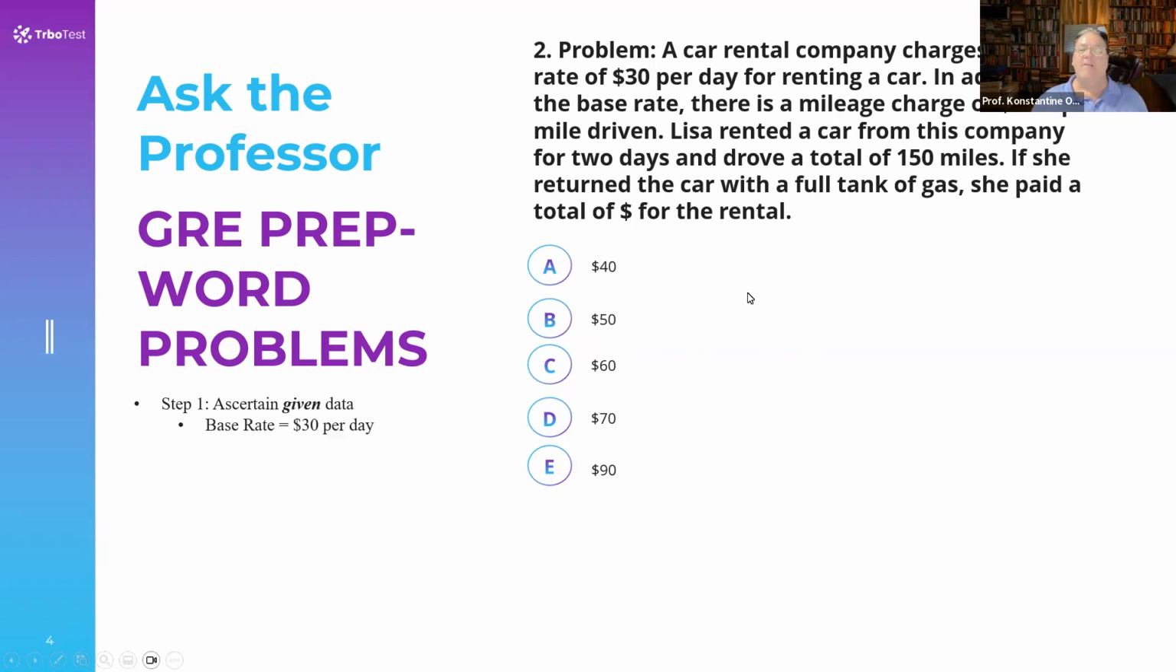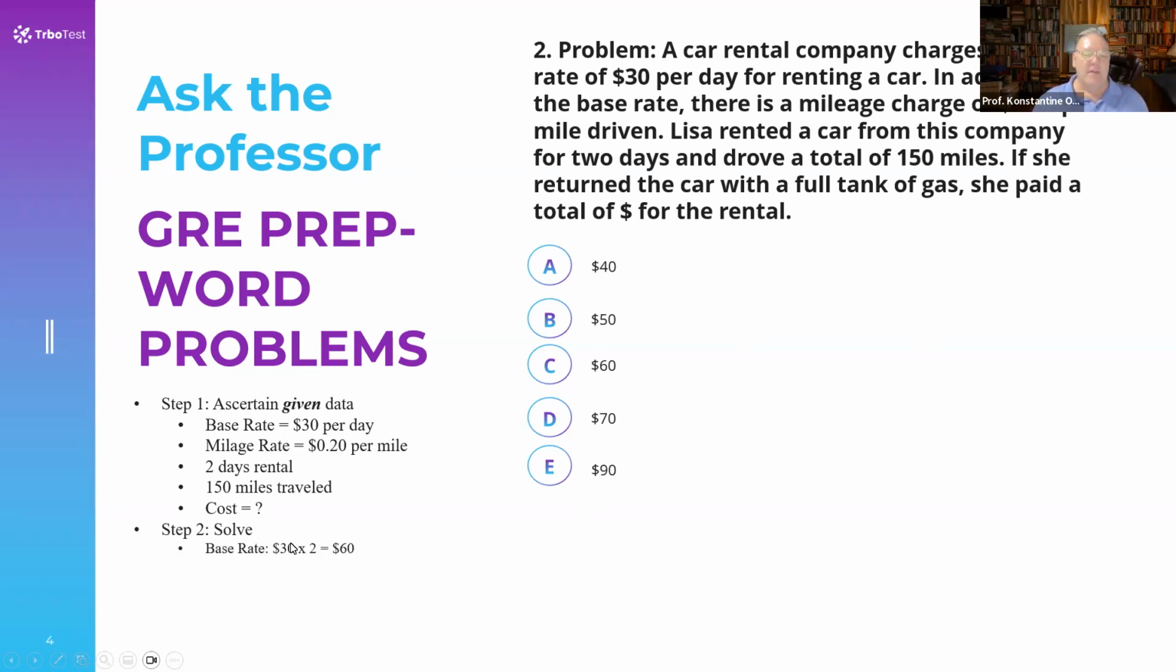All right, the base rate is $30 per day. The mileage rate is 20 cents per mile. She rents the car for 2 days. She drives it 150 miles. All right, so we have rental of the car, 2 days. Total distance driven, 150 miles. So now the question is, how much does she pay? What was the cost? So we solve this.